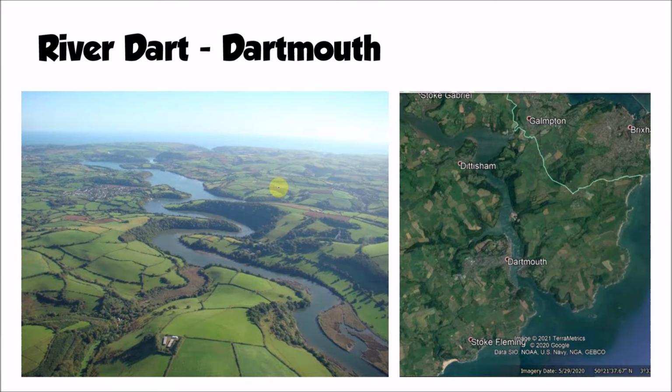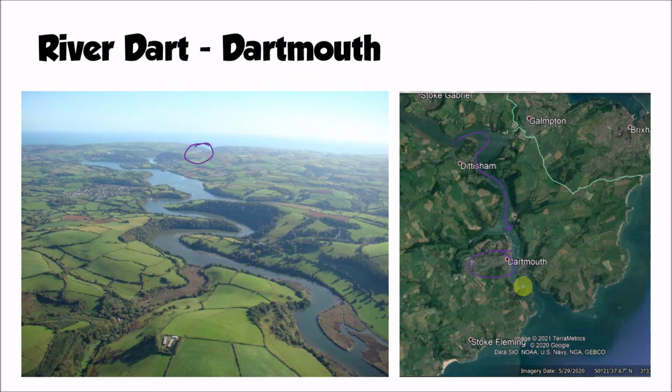Going to look at these on Google Earth in a second, but some photos here showing the Dart estuary of the River Dart in Dartmouth. So Dartmouth is here on this map. The photo and the map are opposite way round. So in the photo, Dartmouth is actually down here in the distance, and we can see Dartmouth on the map here. The river is flowing this way towards the sea.